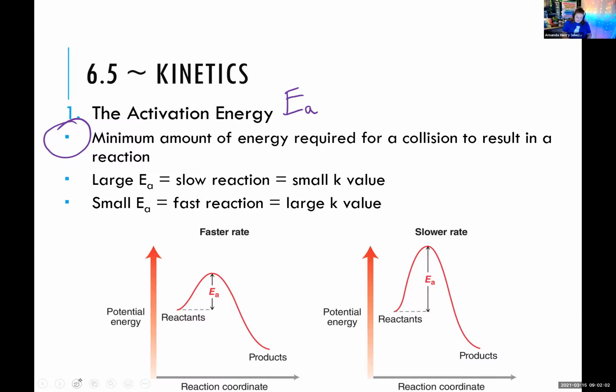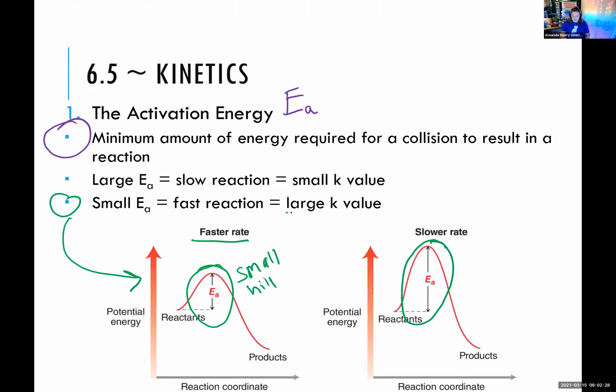We can see how big the activation energy is from a graph. So I often just refer to this as the hill. If we have a small hill, that means it's going to be a faster reaction. And a small hill, or a small activation energy, means that we're going to have a large k value. Remember that lowercase k is the rate constant. It's what's in the rate equation. Again, we're not doing the math here. We're just talking about it conceptually.